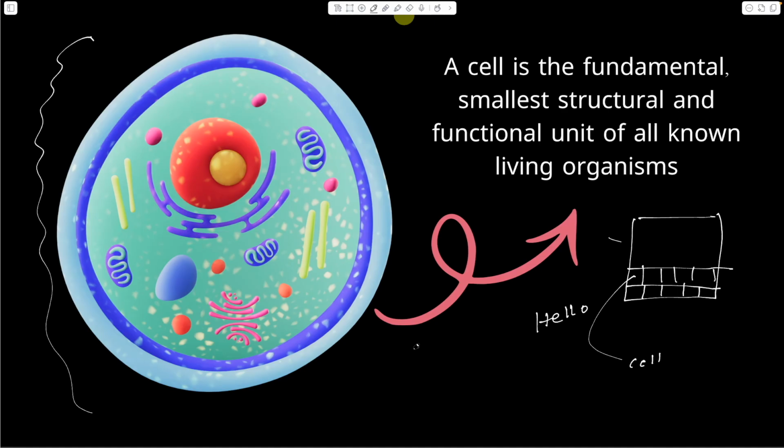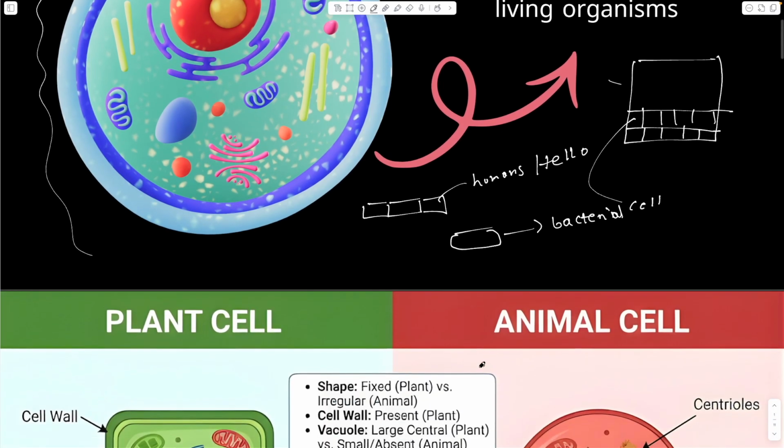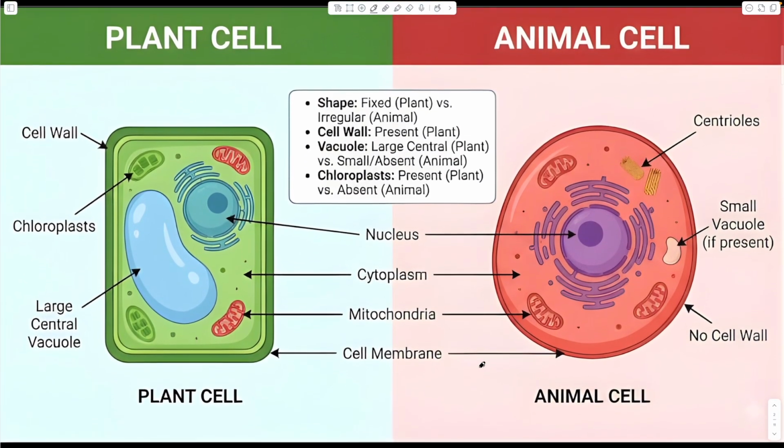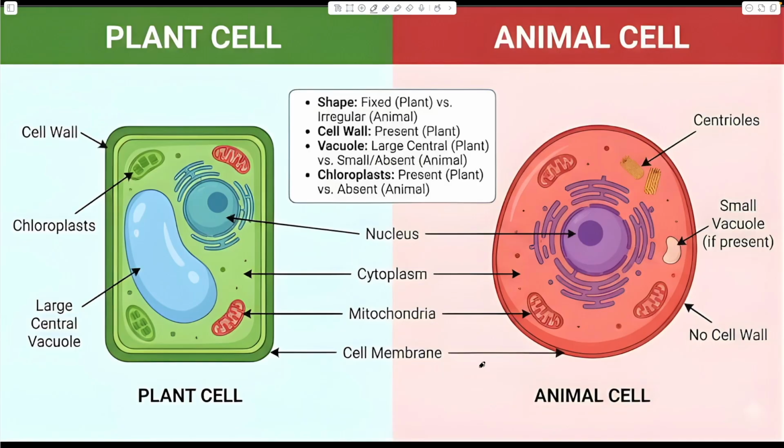Some organisms are multicellular, meaning they are made up of more than two cells. An example is humans. We are multicellular, right? There are also unicellular organisms, such as bacteria. In this video, we're going to learn about two cell types, the plant cell and the animal cell. We'll learn about bacterial cells as well as viruses in the next video, not in this video. This is not the agenda.